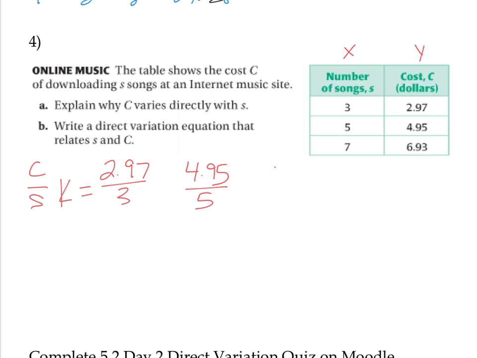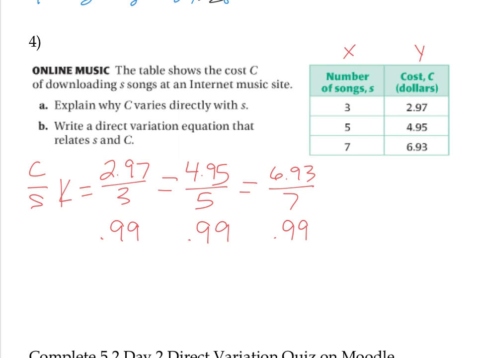And then we have 6.93 over 7. Okay? If you divide all these, like if you take 2.97 and divide it by 3, you get 0.99. 0.99 and 0.99. They all work out to 0.99, so they're all equal to each other. So that's how we know that C varies directly with S, because there is a constant of variation of 0.99.